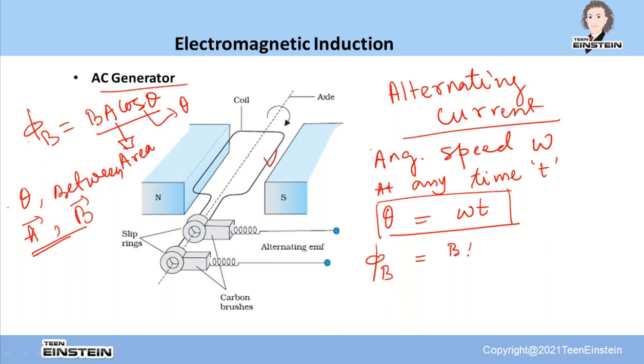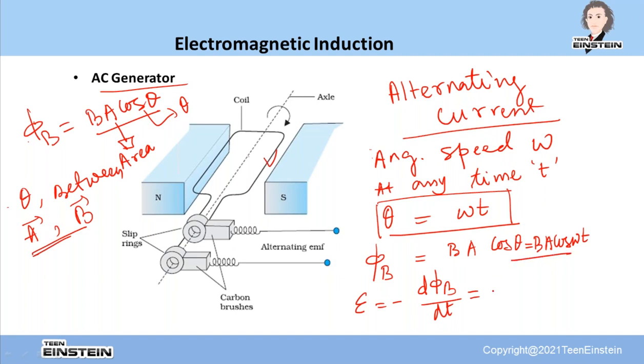the flux linked with this coil will be B A cos of theta, which I can in turn write as B A cos of omega t. Now let us see from Faraday's law of electromagnetic induction, what he says is that the induced EMF will be exactly equal to minus d phi by dt. He had given this mathematical formula, and this sign has been given by the German scientist Lenz, and that's why this is the complete formula for induced EMF.